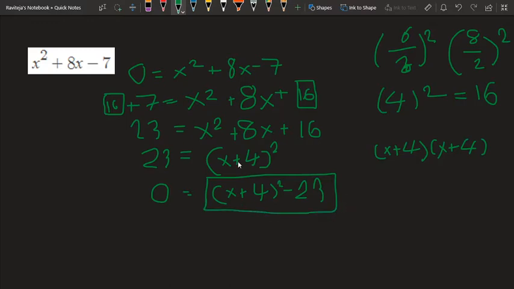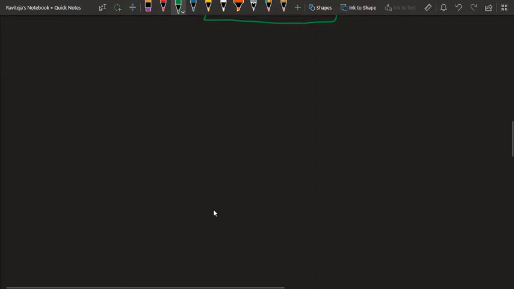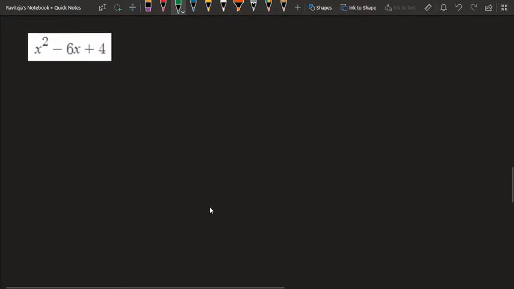So now that you know that converting from standard form to vertex form is just completing the square, you guys can try the next example on your own. And here it is, x squared minus 6x plus 4. If you want to try this example on your own, then pause the video and have at it.